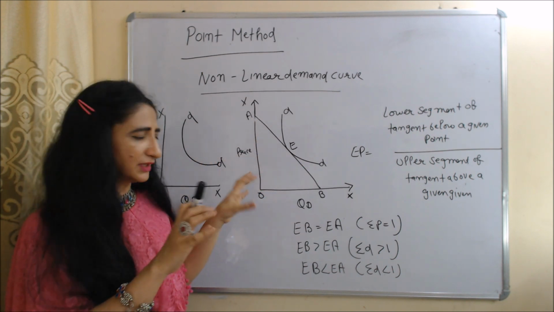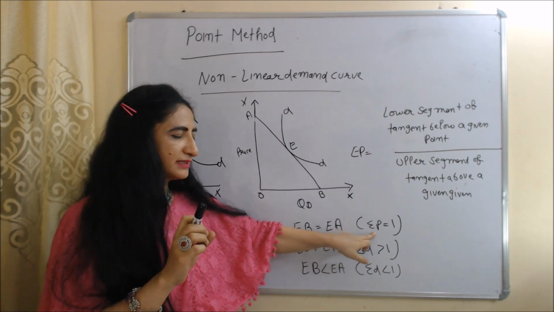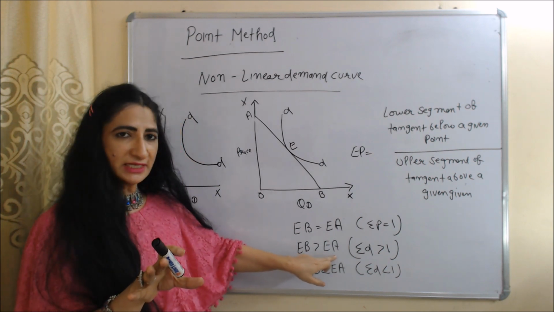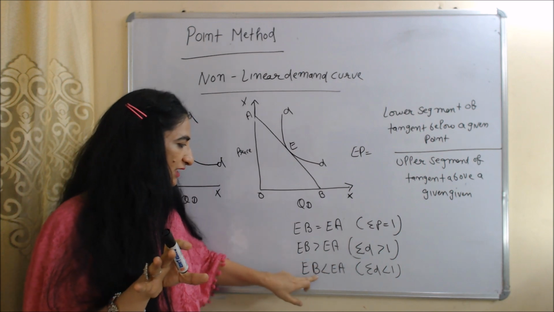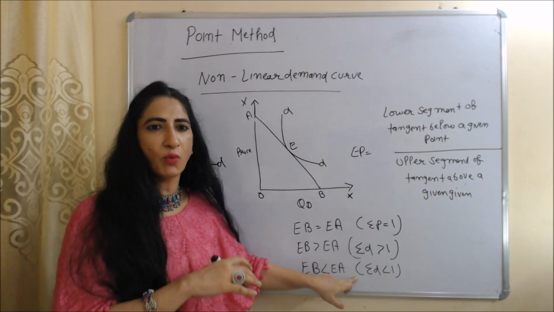Same way we will calculate. If EB is equal to EA, that means price elasticity of demand is equal to 1. If EB is more than EA, that means price elasticity of demand is greater than 1. If EB is less than EA, that means price elasticity of demand is less than 1.